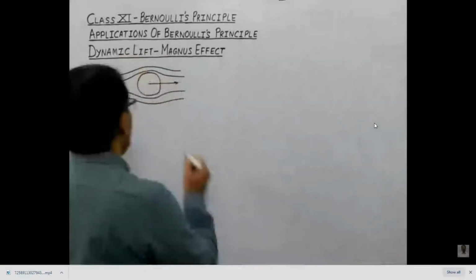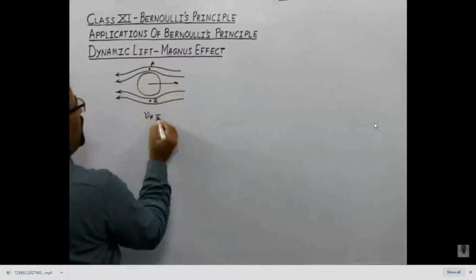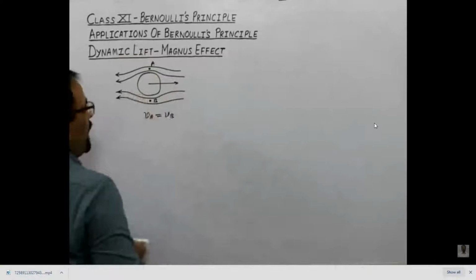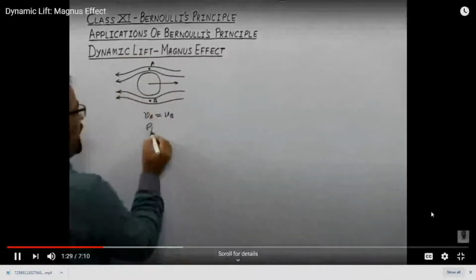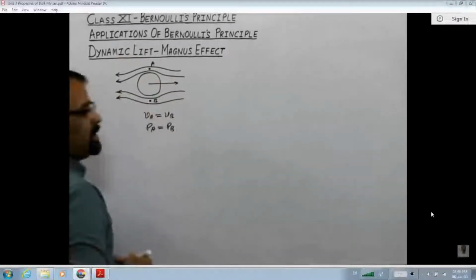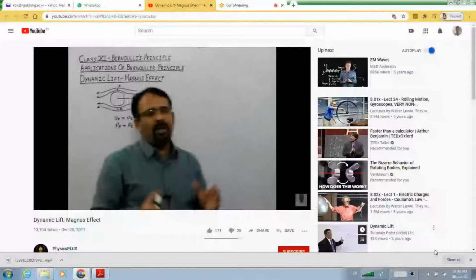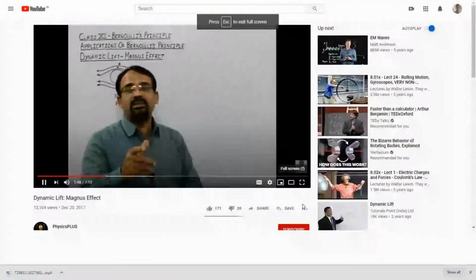So if we consider 2 points, A and B, the velocity at A will be equal to that at B, and therefore the pressure at A will be the same as pressure at B, and therefore there will be no pressure difference below and above the ball, and hence it will keep on moving in the same direction in which it is thrown. Now consider the case when the ball is thrown, when it is spinning.